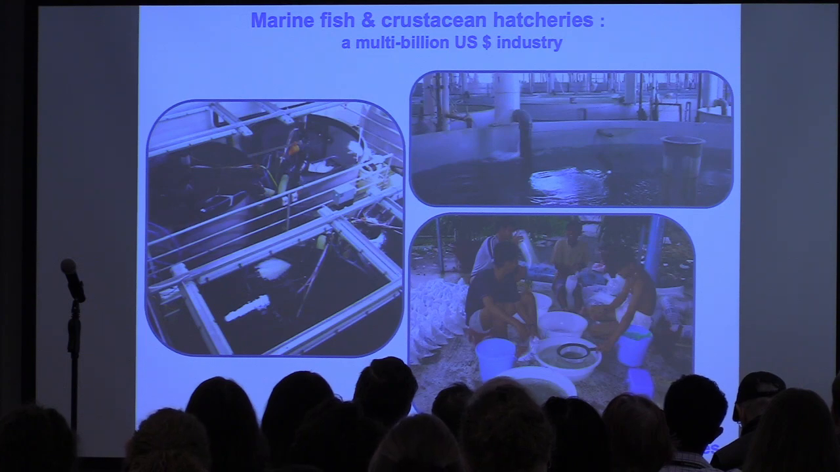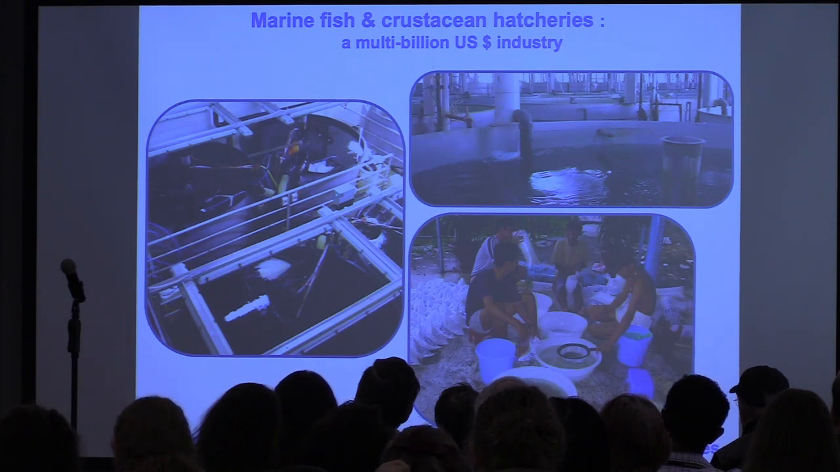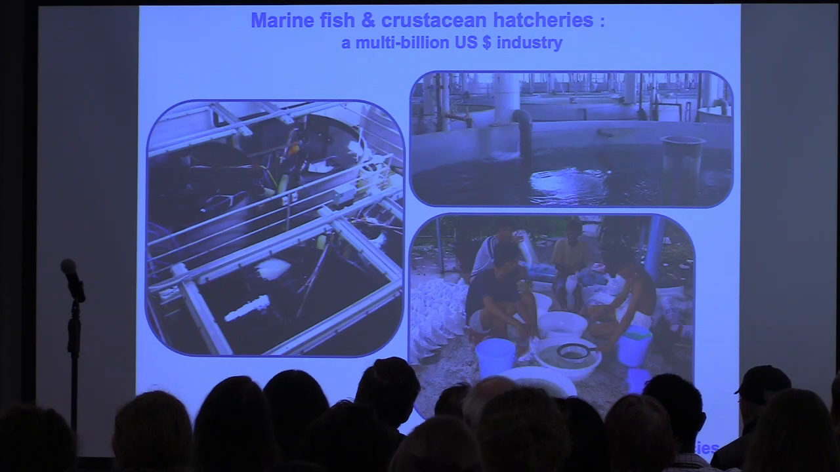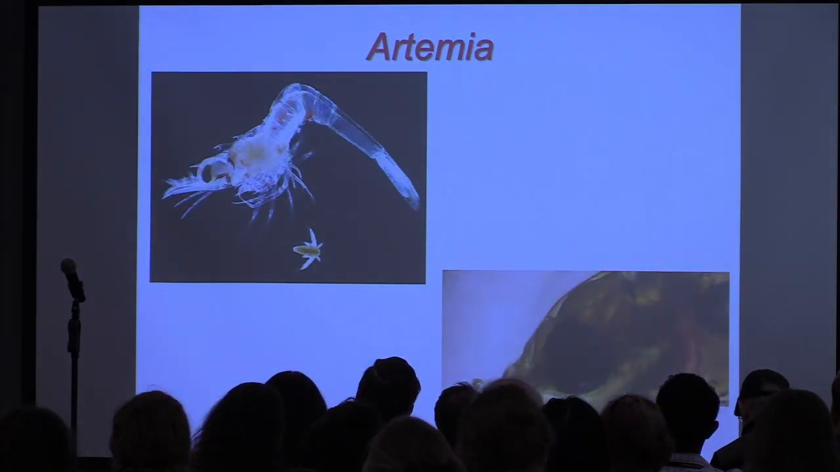Different parts in the world, marine fish, shrimp. Today it's a multi-billion US dollar industry. I'm talking just the hatchery section. I'm not talking about the end product. The end product, as you see, is 10 million metric tons of fish and crustaceans.